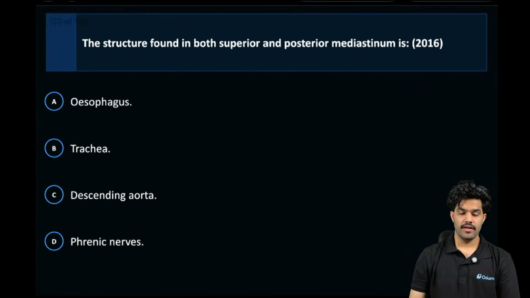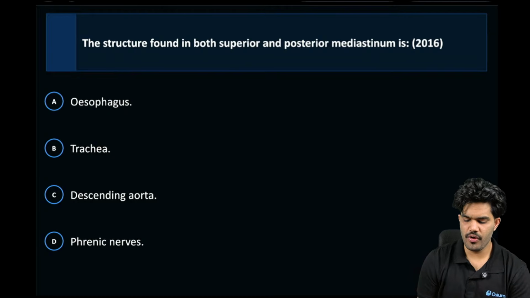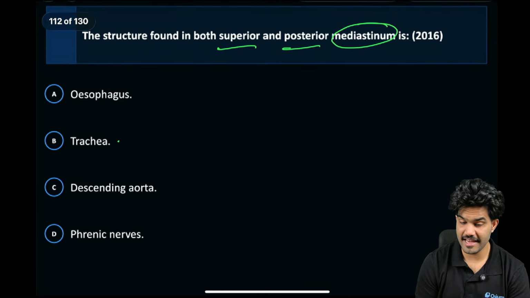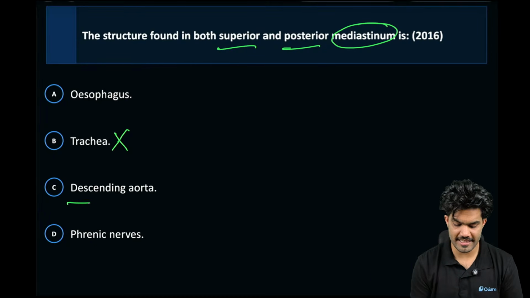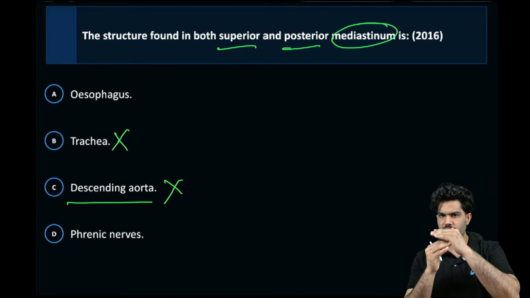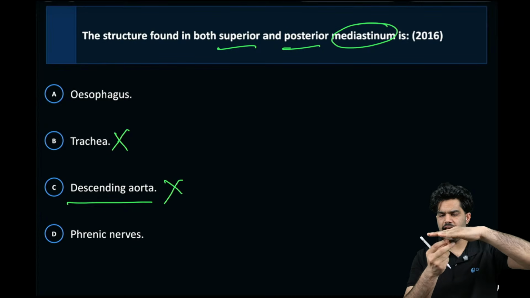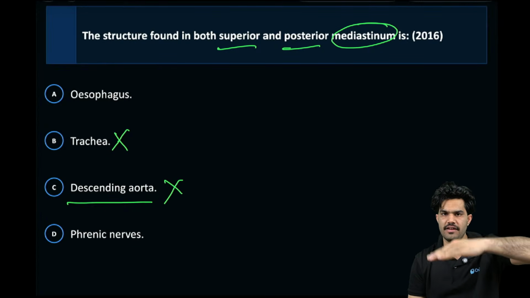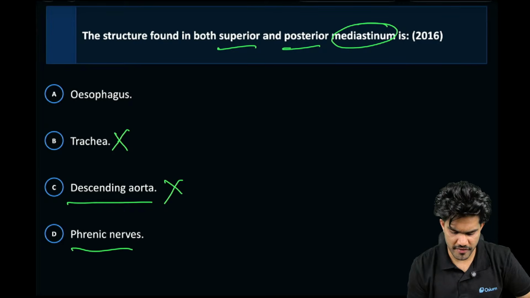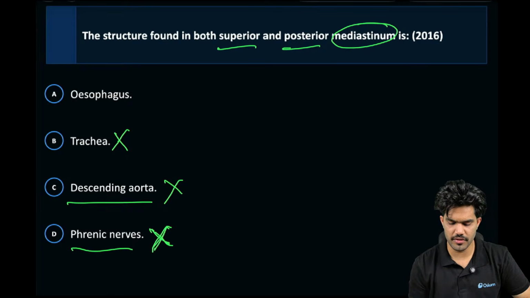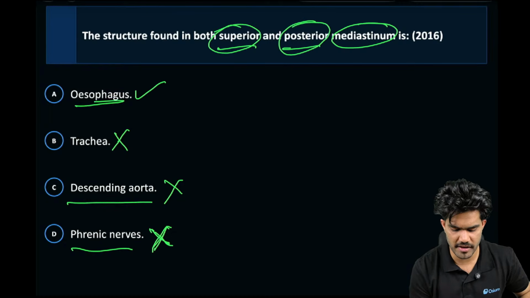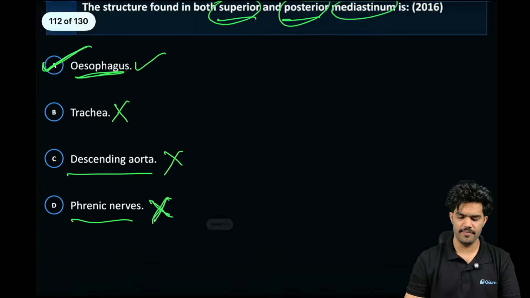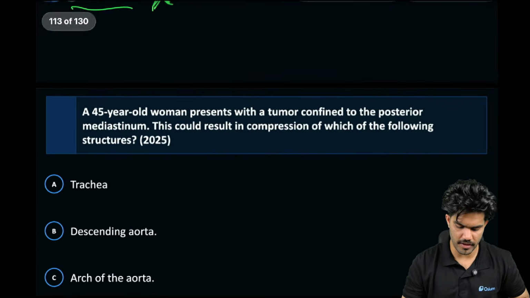Now, the structure found in both superior and posterior mediastinum, which will be? Trachea? No, it ends in the superior mediastinum, at the bifurcation. Descending thoracic aorta? It starts from the imaginary line, so it is not present in the superior mediastinum. Phrenic nerves are also not present in both. They are asking superior and posterior mediastinum, so the only option will be esophagus, all the way from above till below.